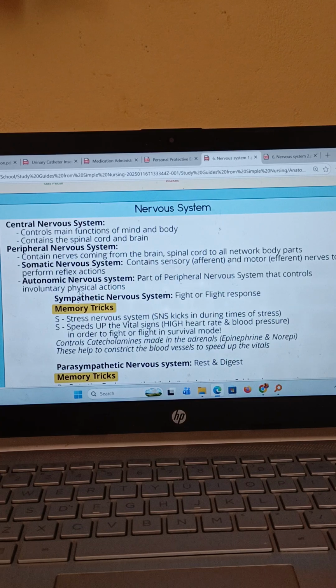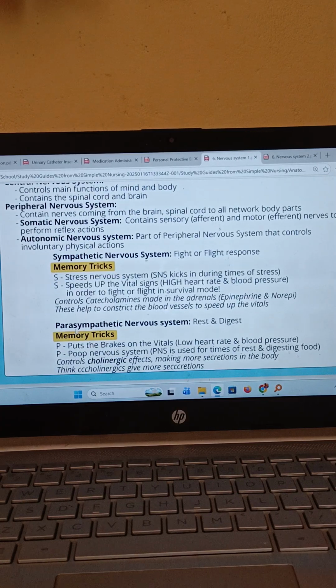So in the fight or flight response, we have stress in the nervous system. At this point the sympathetic nervous system kicks in and speeds up the vitals, so you have an increase in heart rate and blood pressure. This always aids in fight or flight survival mode. The sympathetic nervous system controls the catecholamines made in the adrenal gland, so we talk of epinephrine and norepinephrine, and this helps to constrict the blood vessels so as to speed up the vitals.